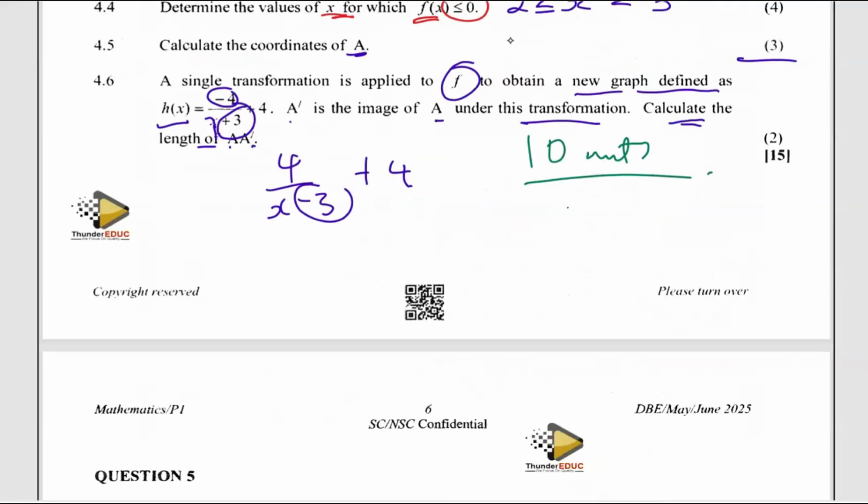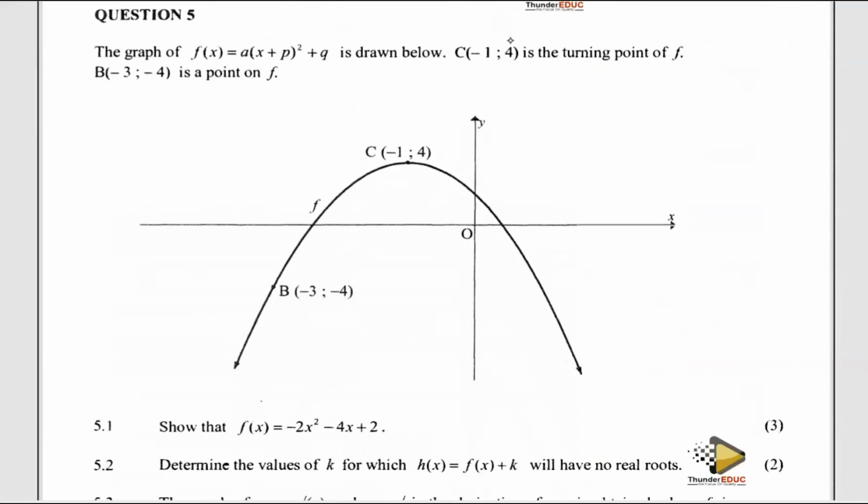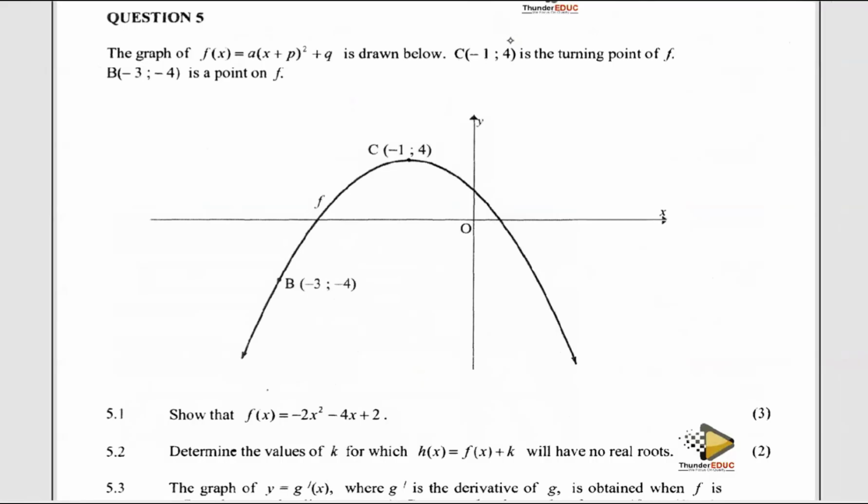4.6. Then question number 5, they're telling us that the graph of f of x, which is a into x plus b squared plus q, now this is a parabola with a turning point, okay? Is drawn. C is given as that, which is the turning point, and then there's a point B. Then 5.1, can we show that the graph can be written as this? Okay. So since this is the turning point approach, we know that it's going to be this one flipped around. And then Q will represent the 4. Then for us to get the A, we can use the point B.